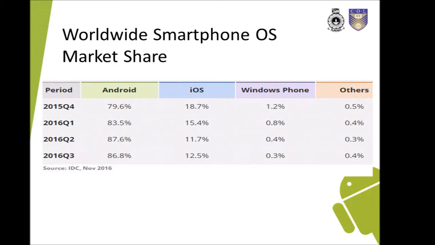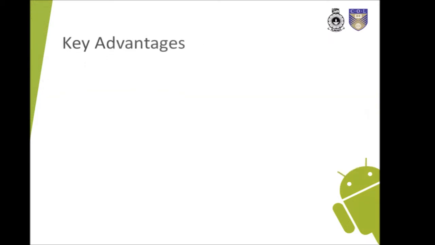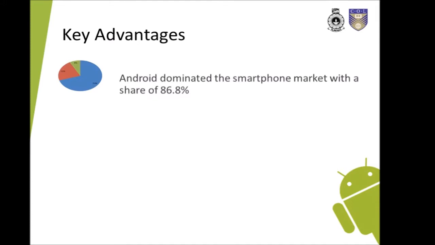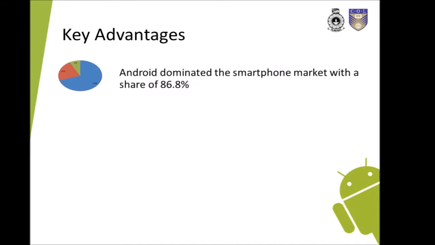Android is one of the world's largest installed base of mobile platform and growing fast. This is used by more than 190 countries around the world, and every day more than 1 million new Android devices are activated. Android dominated the smartphone market with a market share of 86.8%.